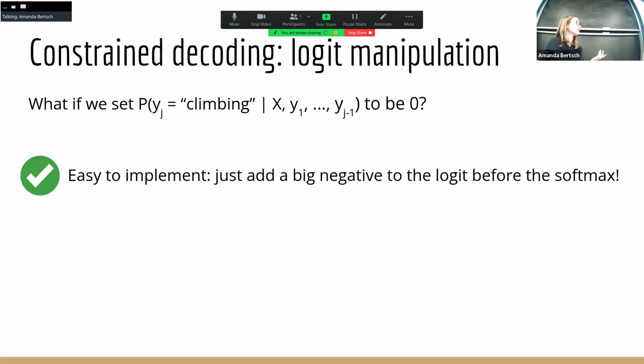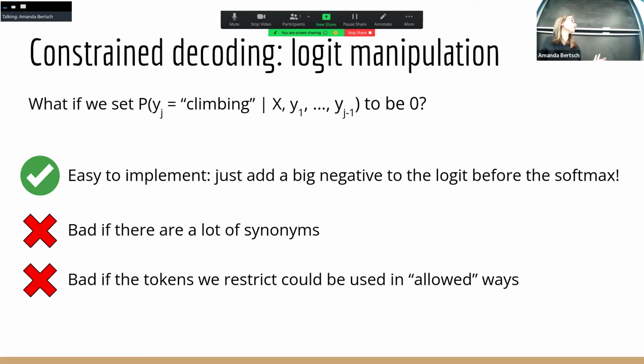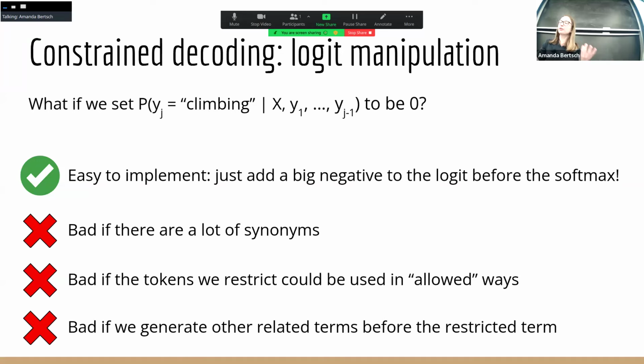But this doesn't seem like a perfect solution, right? Because, what if the model recommends bouldering to me? Do I have to write a list of every possible climbing synonym in the world? What if there's an allowable way to use this token? Like I want the model to suggest hiking because climbing up a mountain to see a good view is relaxing. But that's a use of the word climbing, and we just said that we can't use the word climbing. Or what if we generate other related terms before we get to the restricted term? Like the model starts suggesting maybe you can work out by going to an indoor rock wall. And then what are we going to say? We can't say rock climbing. So maybe the model suggests rock climbing or rock collecting is a hobby to stay in shape. And that doesn't sound good either.